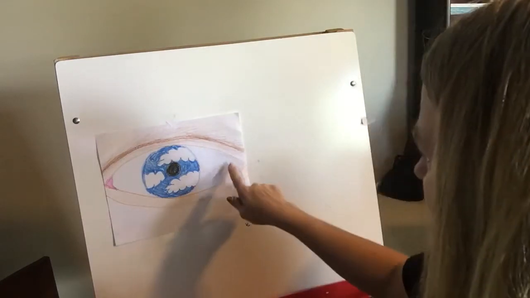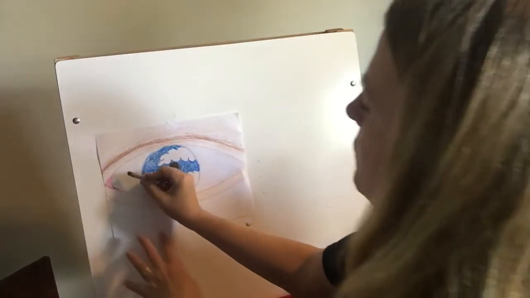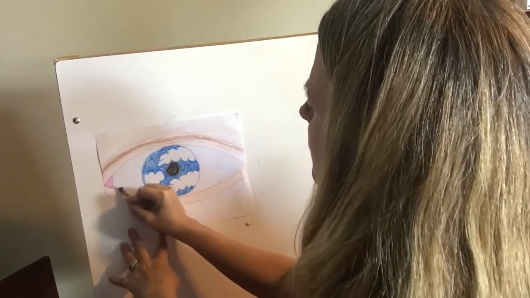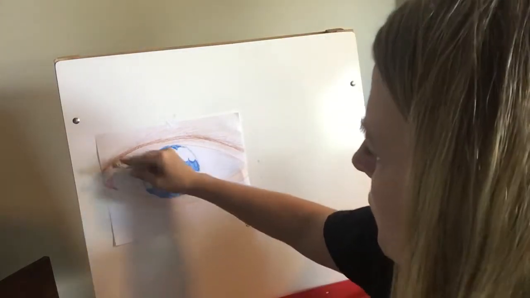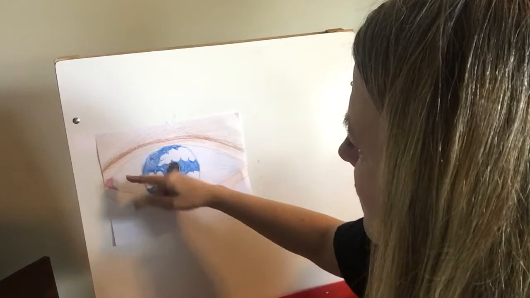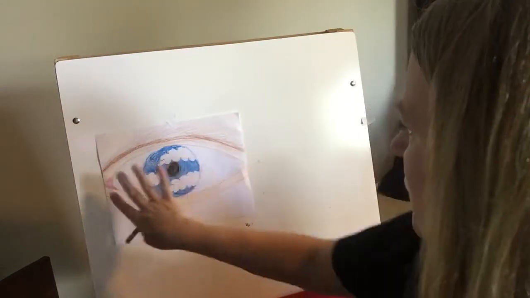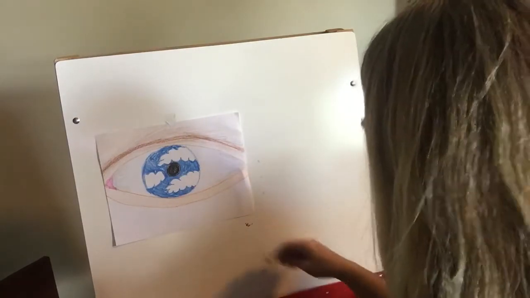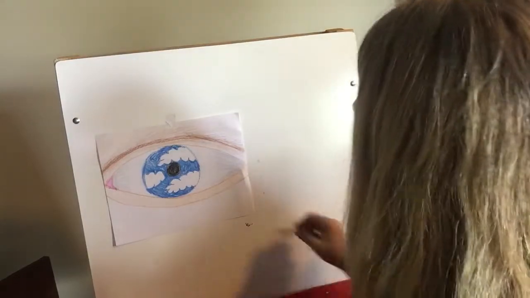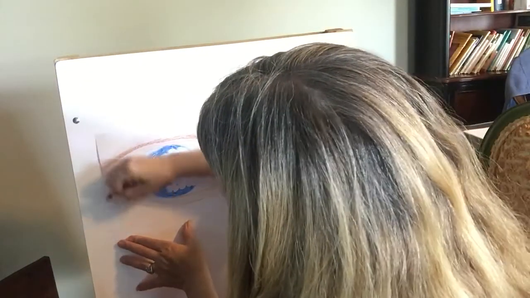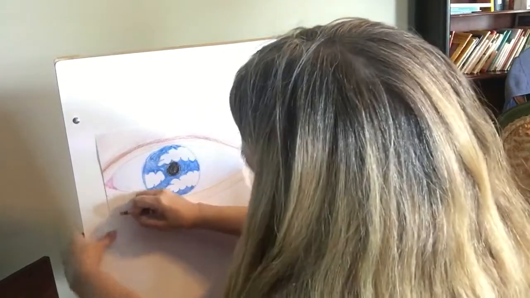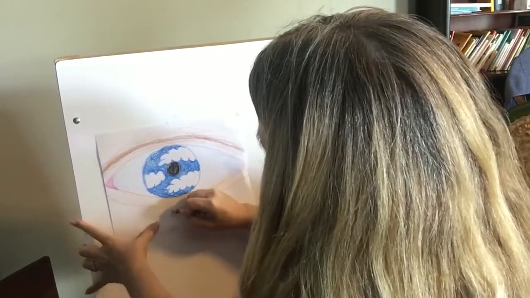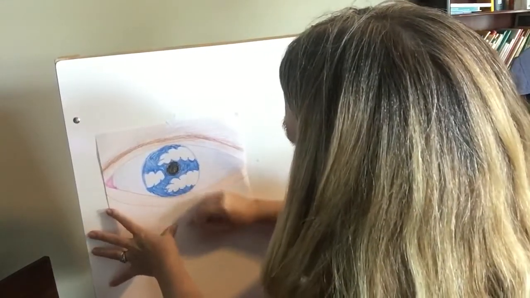So I forgot to add a little bit of the gray over here. We can do that too. See how I'm making it darker over here, but I'm trying to make it not as dark here because I want that part to look really white. So now this is the bottom part of my eye. So I'm just going to color that in. Try to hold on to your paper so it doesn't wrinkle.